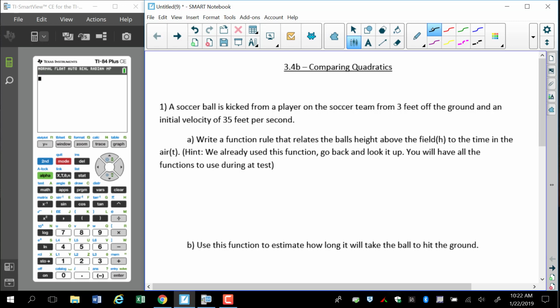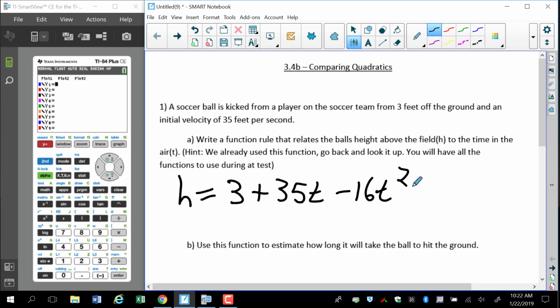So for this one, let's just take a look at a soccer ball kick from a player 3 feet off the ground at an initial velocity of 35 feet per second. First thing we're going to do is create the function rule. So we're going to use our function rule, the h equals. It starts at 3 feet off the ground, goes at 35 feet per second, and decreases at 16 feet per second squared. So we're going to plug that into our calculator over here.